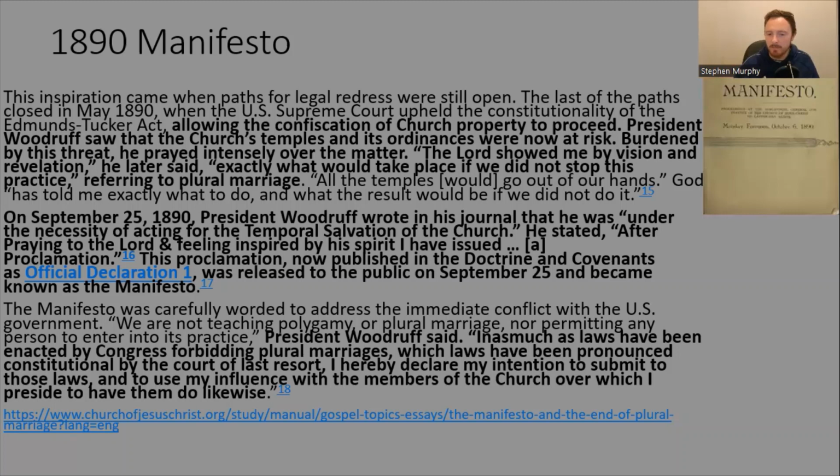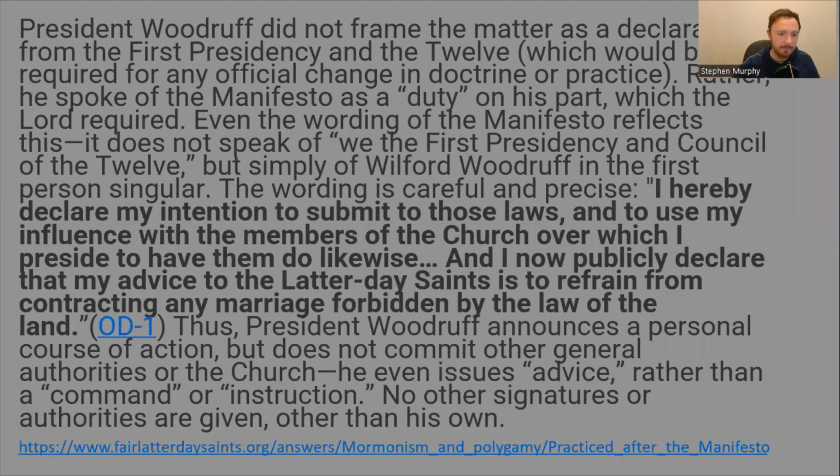This proclamation, now published in the Doctrine and Covenants as Official Declaration 1, was released to the public on September 25th and became known as the Manifesto. This manifesto was carefully worded to address the immediate conflict with the US government. We are not teaching polygamy or plural marriage, nor permitting any person to enter into its practice. President Woodruff said, inasmuch as laws have been enacted by Congress forbidding plural marriages, which laws have been pronounced constitutional by the court of last resort, I hereby declare my intention to submit to those laws and to use my influence with the members of the church over which I preside to have them do likewise.